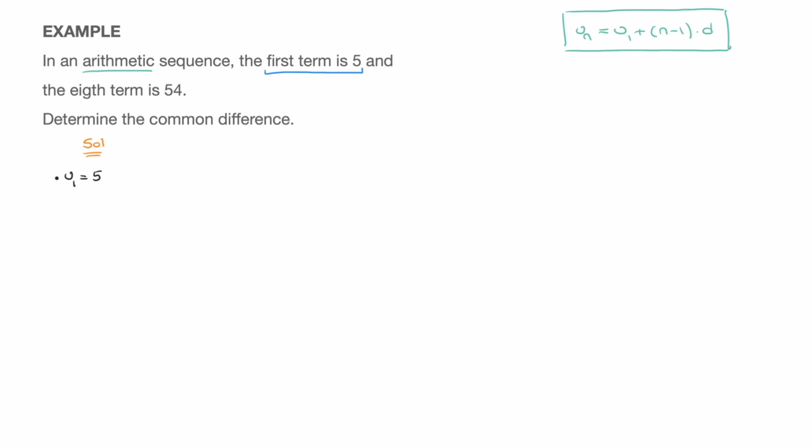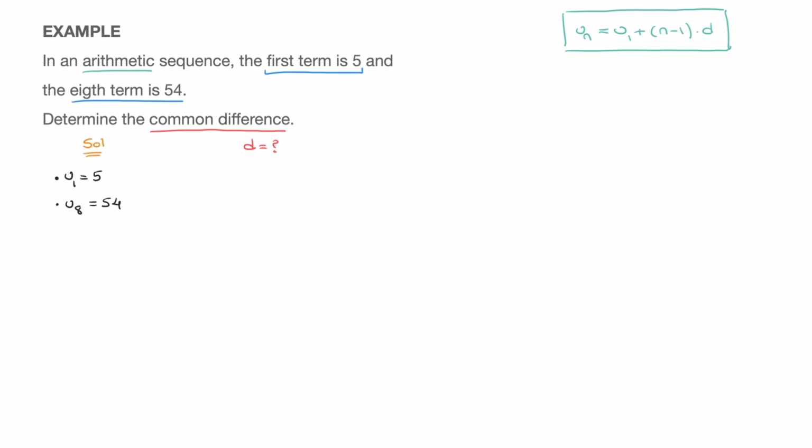And we're also told that the eighth term is 54. So that's a second bullet point. u sub 8 is equal to 54. And of course, last but not least, we need to find this sequence's common difference. So that's d. So d equals question mark. All right, well, let's see how to do this.